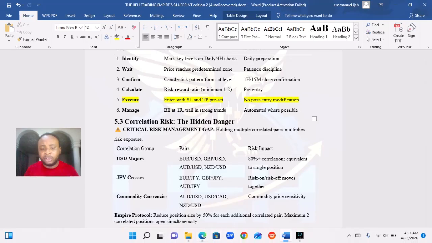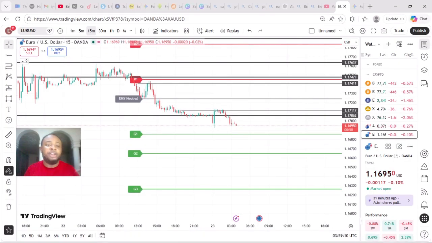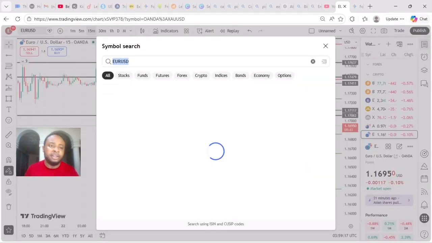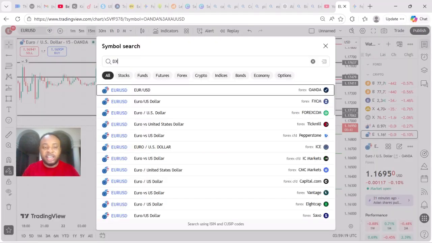What do I mean? Look, let me go back to the chart. I don't know whether you people have heard of DXY. If you've not heard of it, let me just give you this one. DXY.